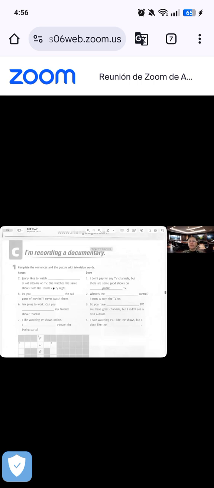Now we are going to continue with part of the vocabulary we wrote last class. Let's start. I'm recording a documentary. Complete the sentences and the puzzle with television words. We have the across part and the down part, and we're going to use the vocabulary we wrote and introduced last class.